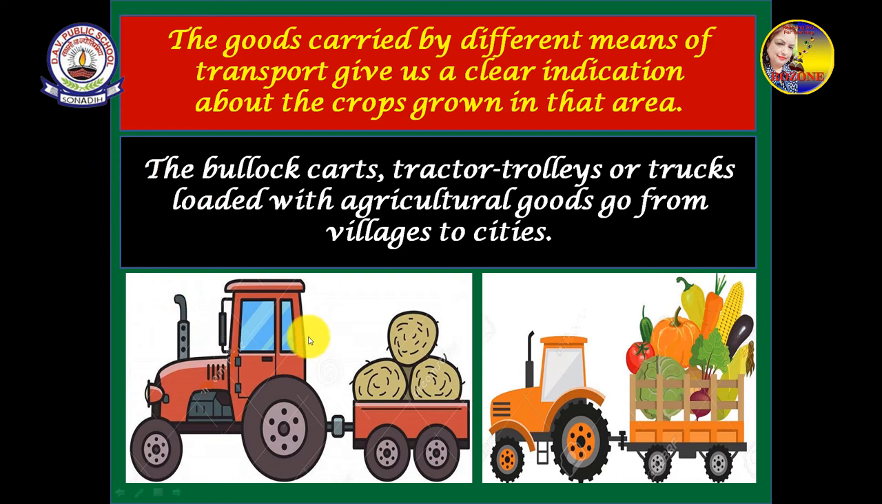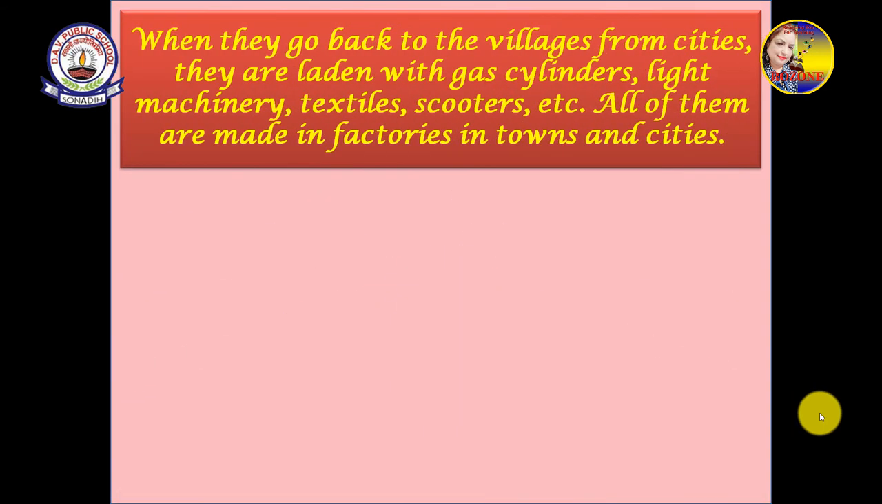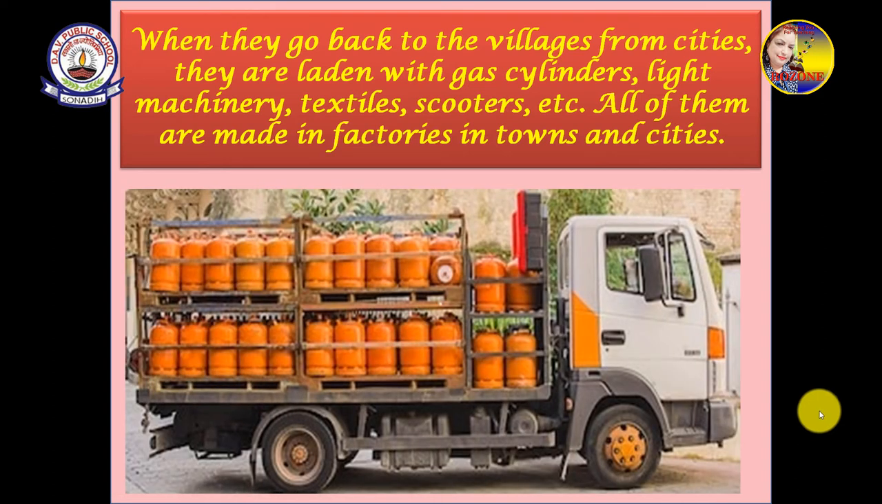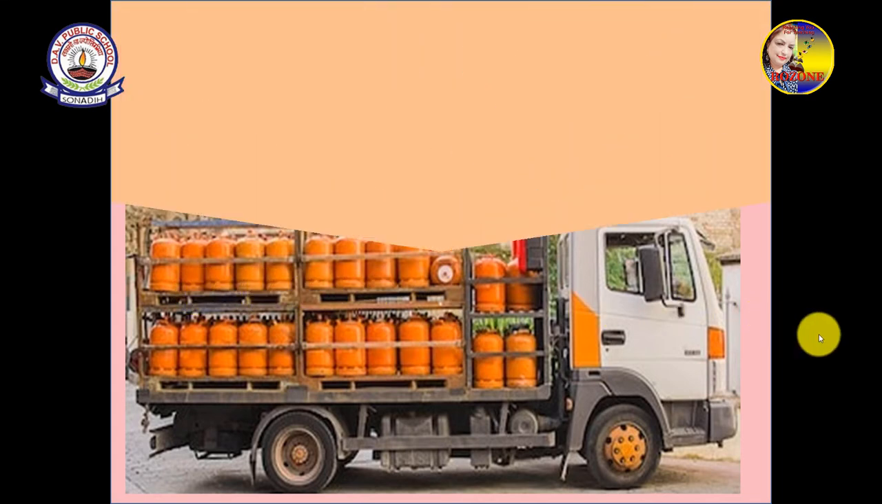So all the crops which are grown in the farms of the village go to the cities. And then, as I told you, when they go back to the villages from cities, they are laden with gas cylinders, light machinery, textiles, scooters, etc. So many things come back to the villages from the cities, and they sell these things in the shops which they have. All of them are made in factories in towns and cities.